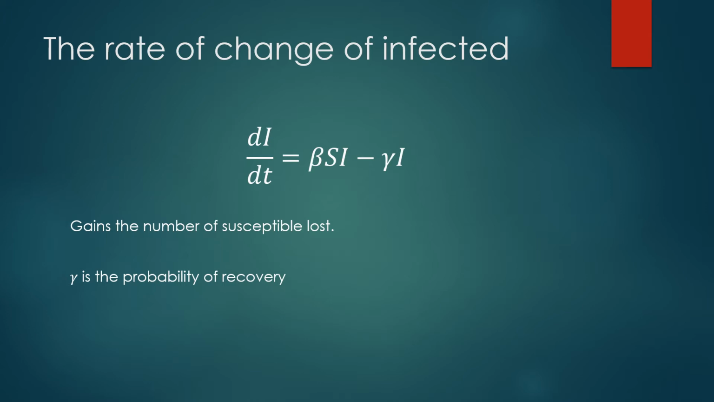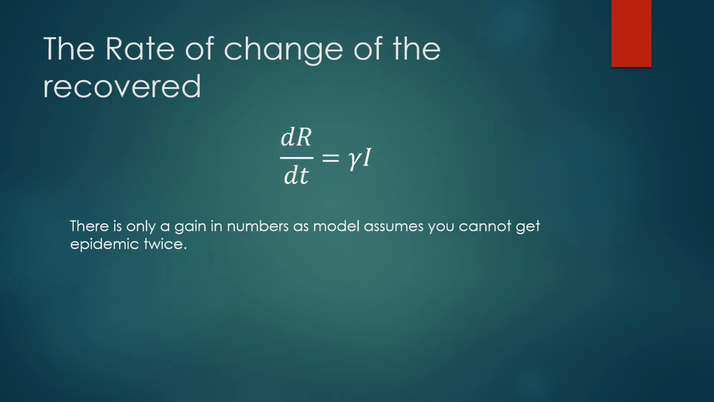And then let's move on to the third equation, which is dR by dt equals gamma I, where gamma I is the same as it was in the previous equation. In the previous equation we had minus gamma I, as people are going from the infected category to recovered, so they're recovering from the virus.